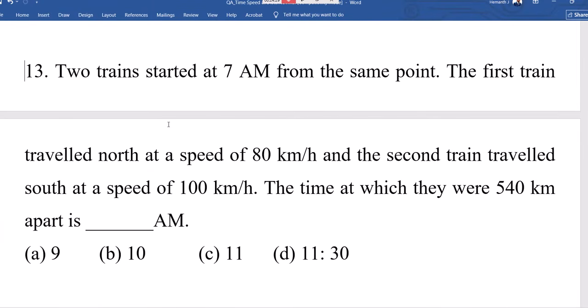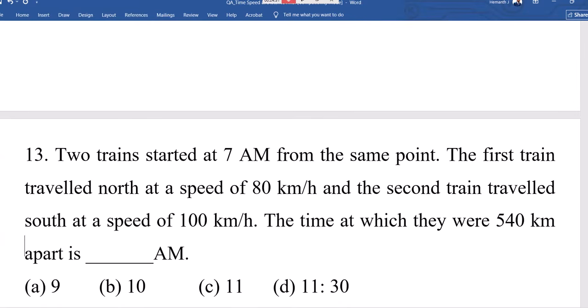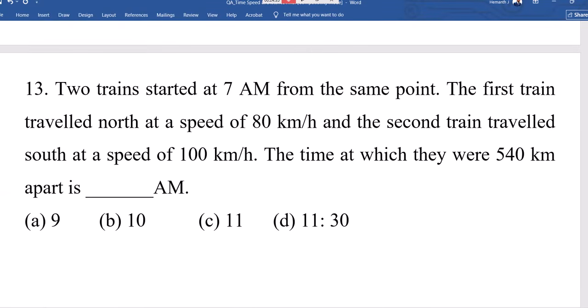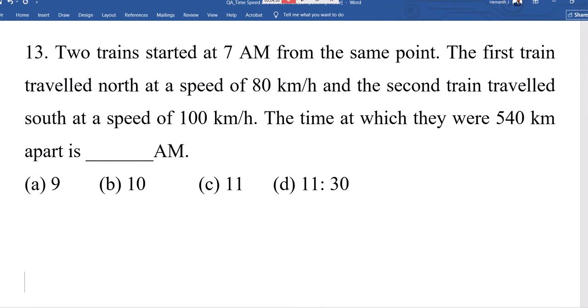So this question, what is your answer? Two trains started at 7 a.m. from the same point. The first train traveled north at a speed of 80 and the second train traveled south at a speed of 100. Find the time at which they were 540 kilometers apart. Two trains started at 7 a.m. from the same point. This is a relative speed related question.